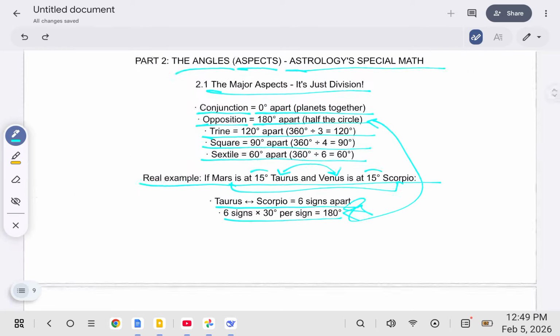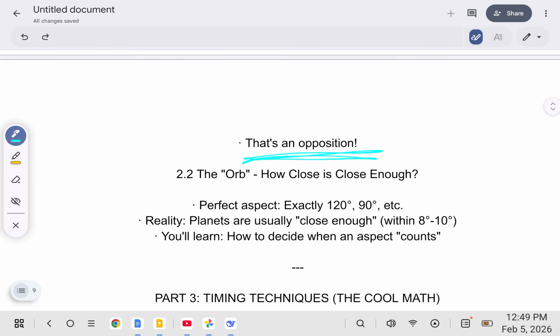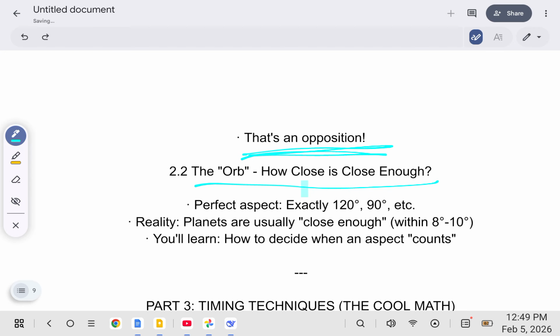Okay, I just feel like I have to break it all down. So, the orb, how close is close enough? Well, the perfect aspect is exactly 120 degrees, 90 degrees, etc. People have their own opinion about what the perfect aspect is, but usually it's exactly 120 degrees or 90 degrees. So the reality is planets are usually close enough within 8 through 10 degrees. And what you'll learn is how to decide when an aspect counts.